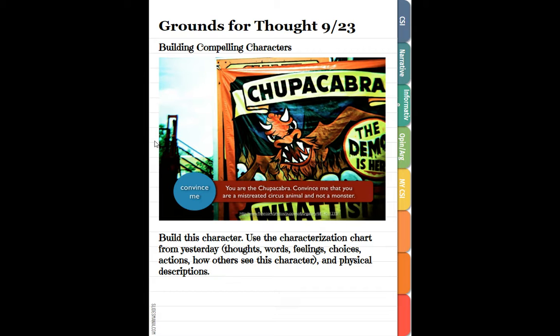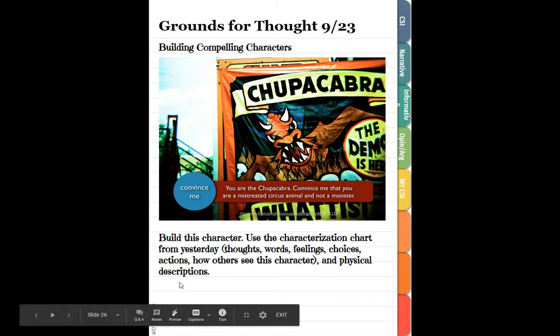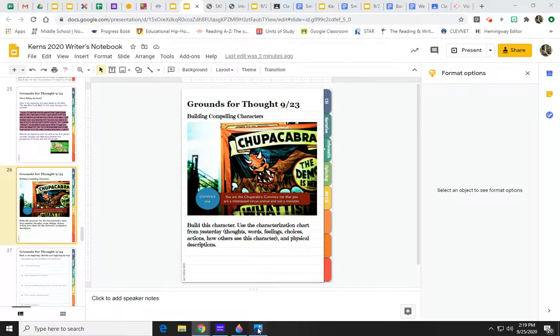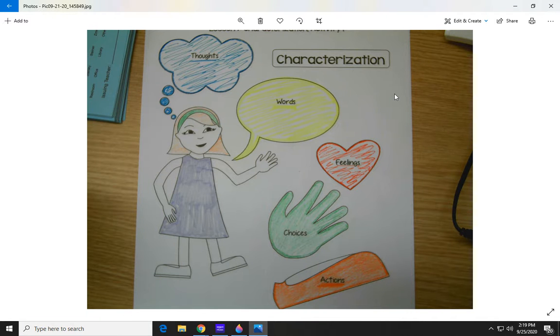And so as you build this character, you're really going to want to pay attention to the characterization chart that we used yesterday, which I'm going to pull up here for you to see. This characterization chart is one in which we color coded a character's thoughts, words, like dialogue, what they say out loud, their feelings, their choices, and their actions. Having all of these creates a really well balanced, well developed character. And so that's your job today.